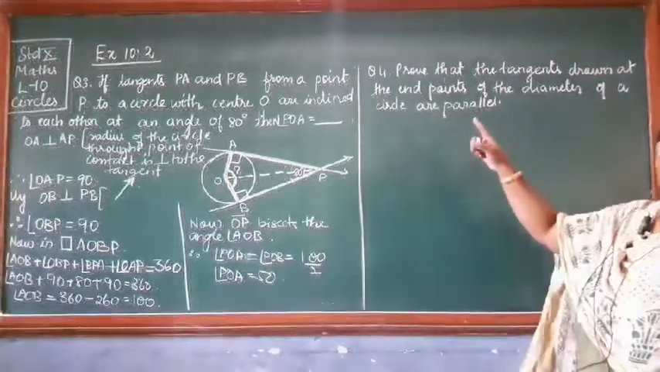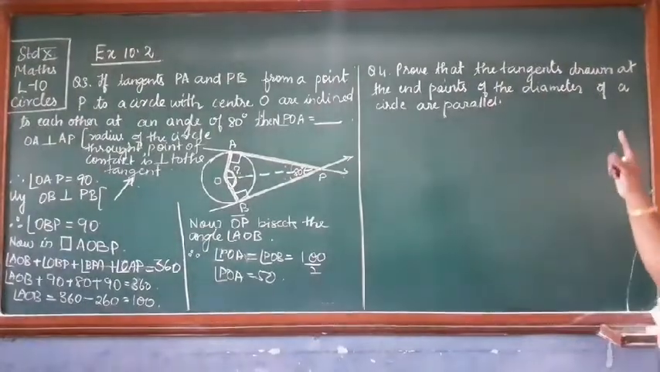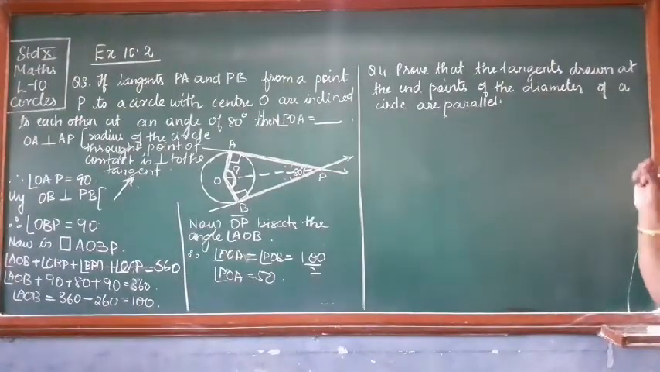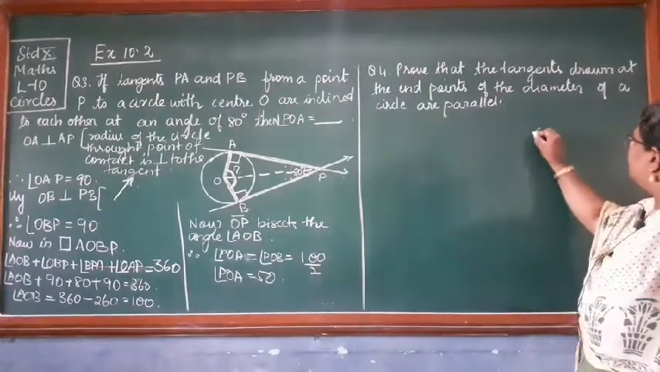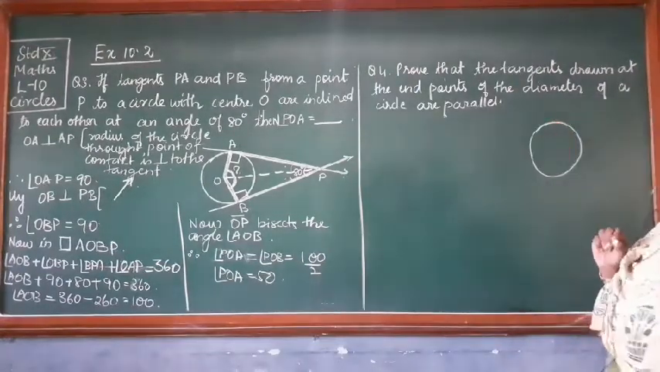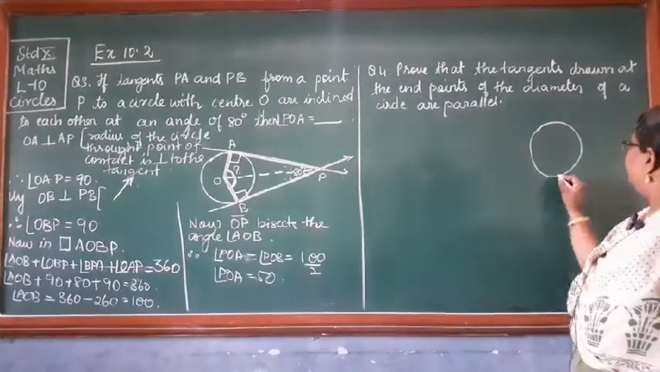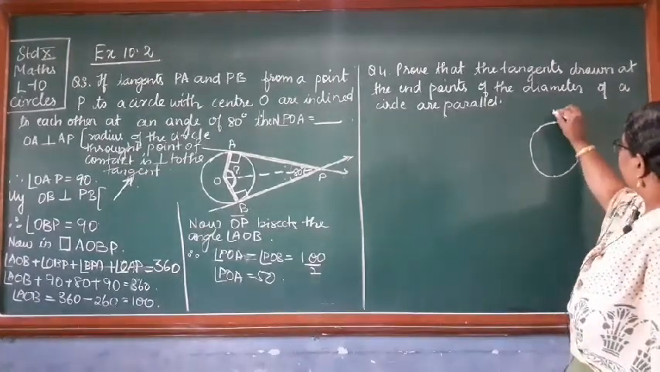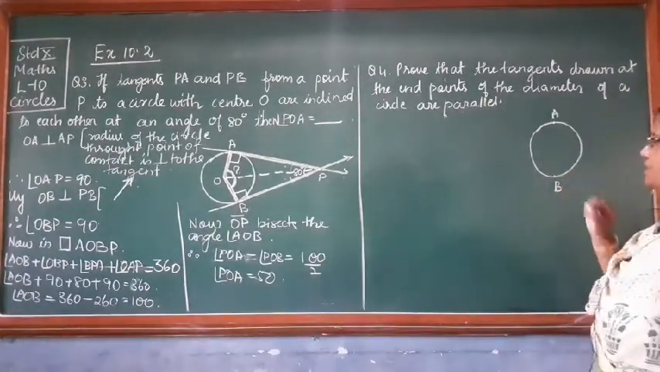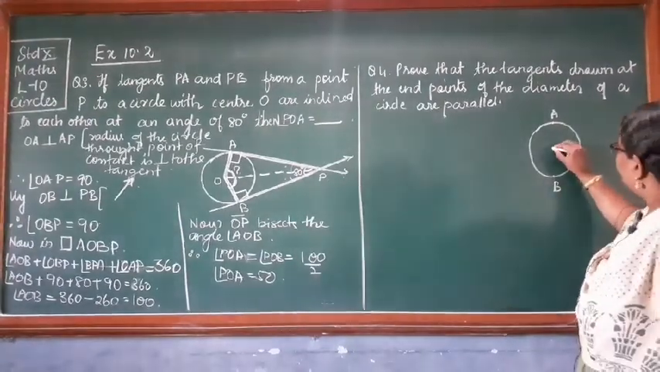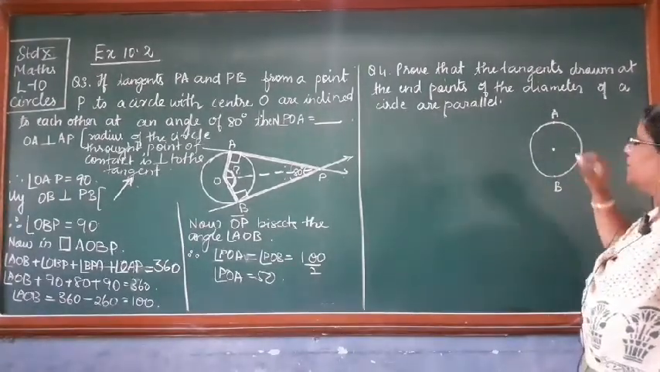With the next question, what does it say? Prove that tangents drawn at the endpoints of a diameter of a circle are parallel. तो यहाँ पे पहले तो सर्कल बनाओ. Okay. Let me take the diameter AB. ऐसे लेते हैं diameter. Diameter is what? It's a chord which is passing through the center of the circle.